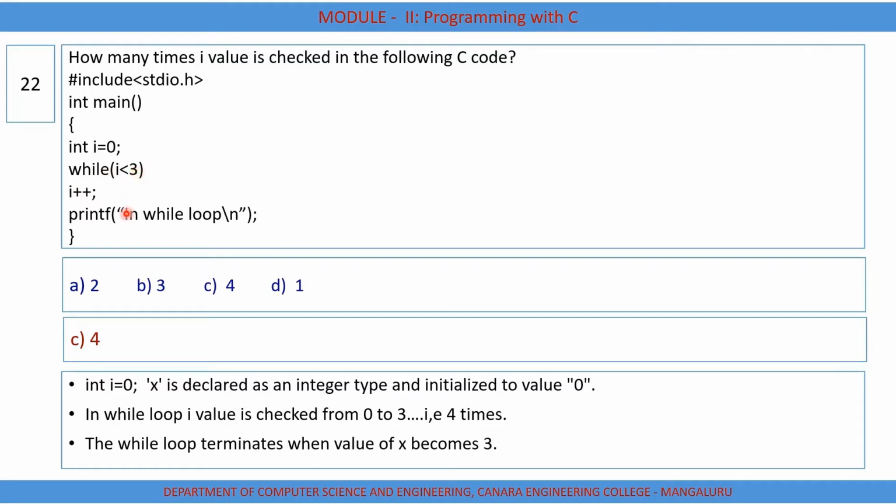So now 1 is less than 3. Again, the condition is true. This continues for i equal to 0, 1, 2, and once the i value becomes 3, the while condition becomes false, so the control will come outside the body of the while loop. But the condition is checked starting from the i values 0, 1, 2 and 3, that is 4 times the i value is checked. That's why option C, 4, is the correct option.